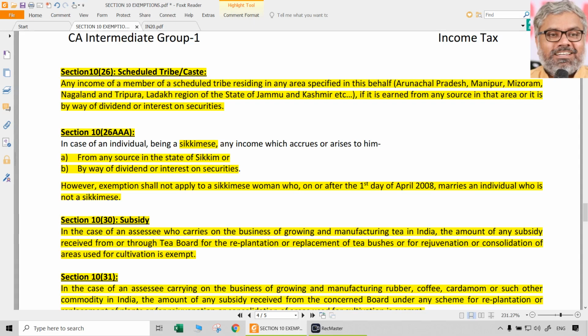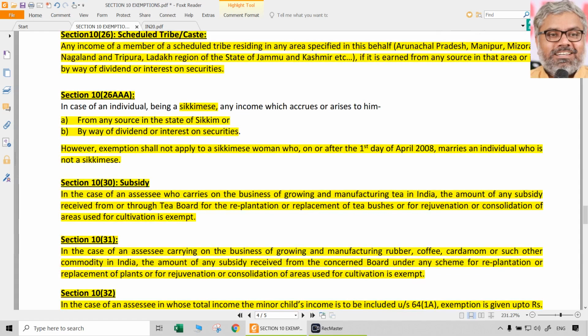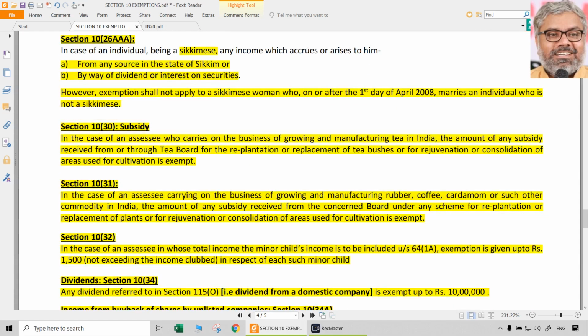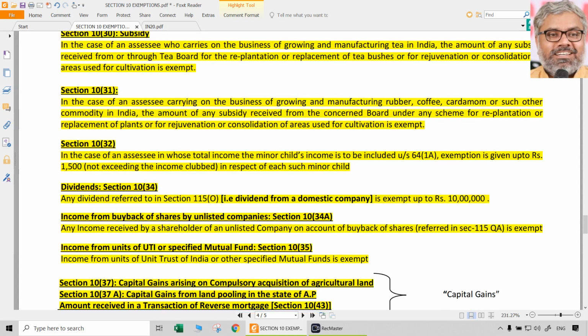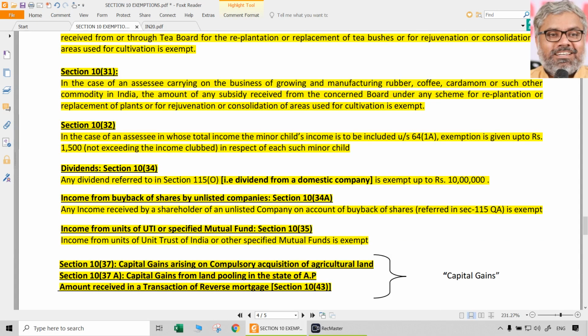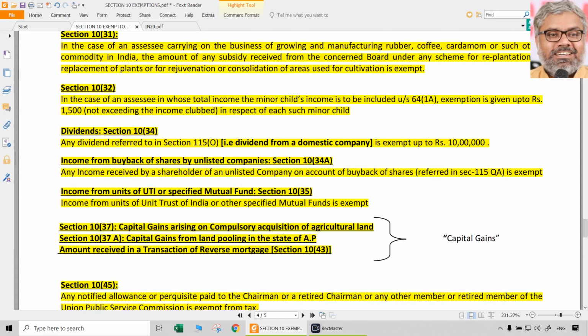But 10(26) especially need not be remembered, and so many changes keep happening to that list of states and regions, so we don't have to worry too much about 10(26). 10(26AAA), yes, it was asked earlier as one question. Subsidy received from Tea Board, etc., is naturally exempt. So 10(30), 10(31) in general you can remember, nothing special. 10(32) you have to remember, that we will use in the chapter on clubbing also anyway.